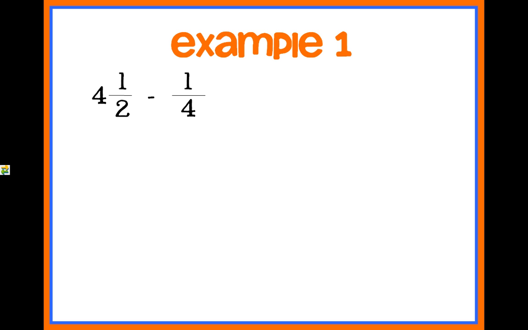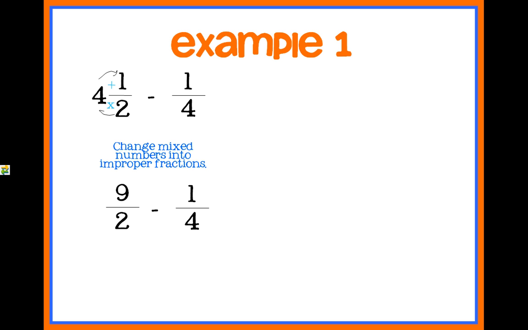Example number 1. First thing we need to do is change any mixed numbers into improper fractions. To do that, we need to multiply, then add. So 2 times 4 is 8, and then 8 plus 1 is 9. That'll be 9, and we keep our denominator of 2. Bring down the rest of the problem. Now they both look like fractions.